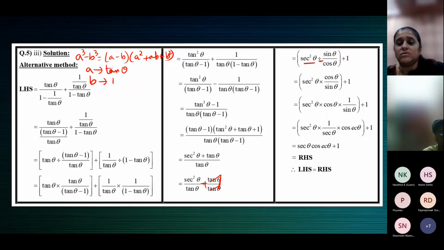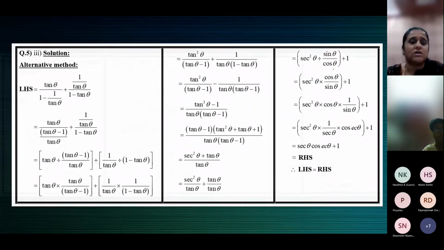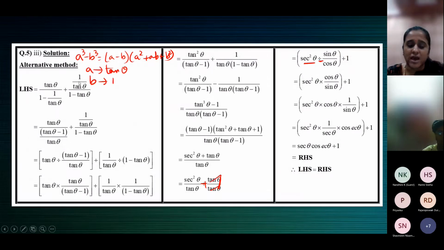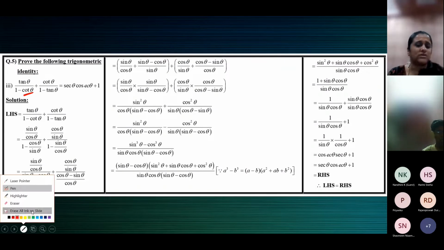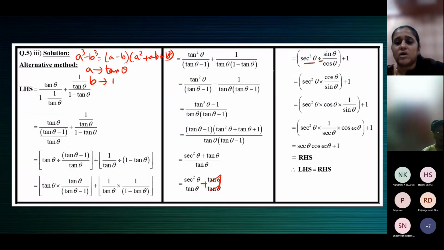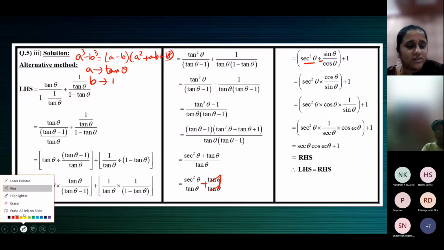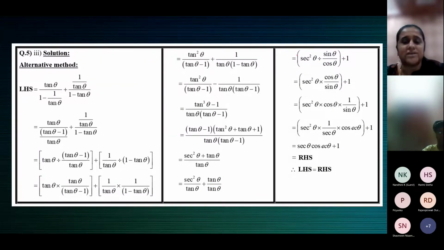Okay. So now, see, if you want, you can change this secant square theta to 1 by cos square theta also. You will get it. I have not changed it here because there is secant theta in the RHS, so why change? You can even change it to 1 by cos square theta, and you will come back to the RHS. So I have not disturbed the secant square theta. Well, you can also write it as 1 by cos square theta, reciprocal ratios.